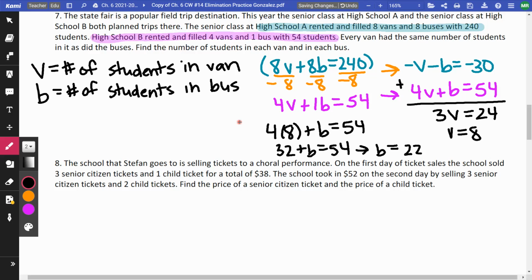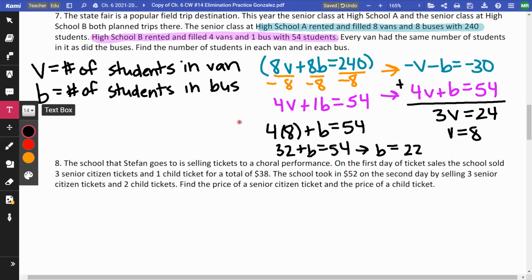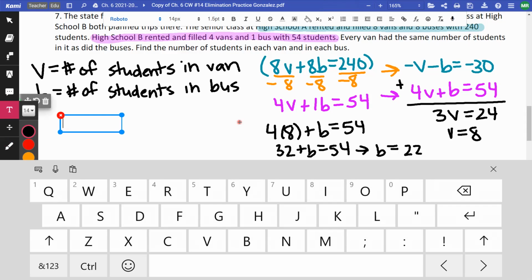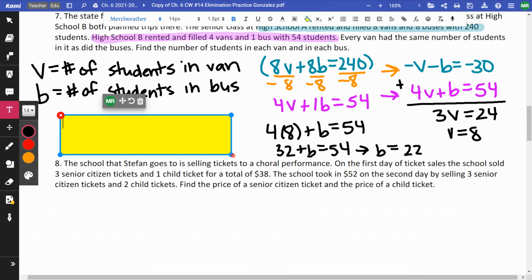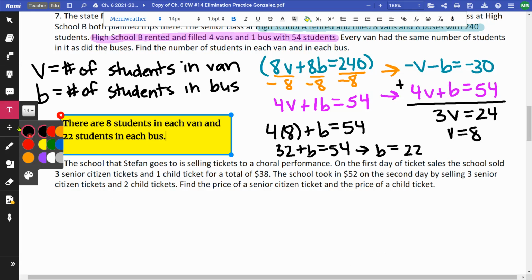So my answer is going to be, there are 8 students in each van and 22 students in each bus. And that's your answer. You want to write it in a complete sentence.